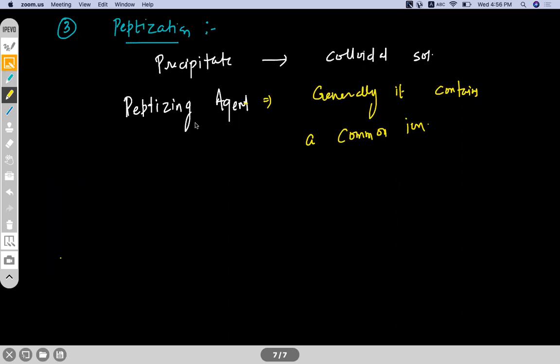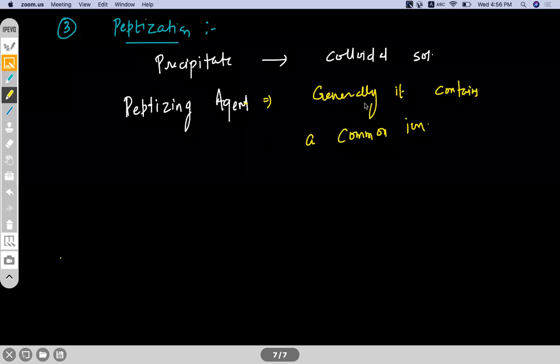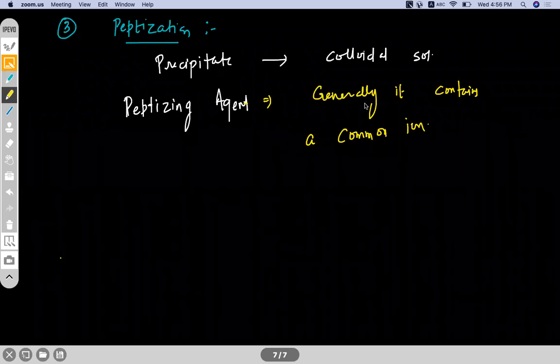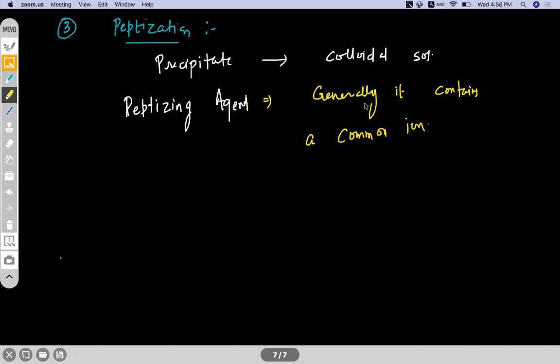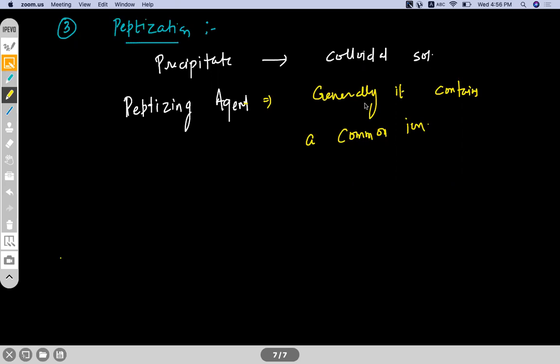Yeah, I said the peptizing agent generally contains a common ion. We add a small amount of electrolyte into this, which we call the peptizing agent. Peptizing agent, generally it contains a common ion.